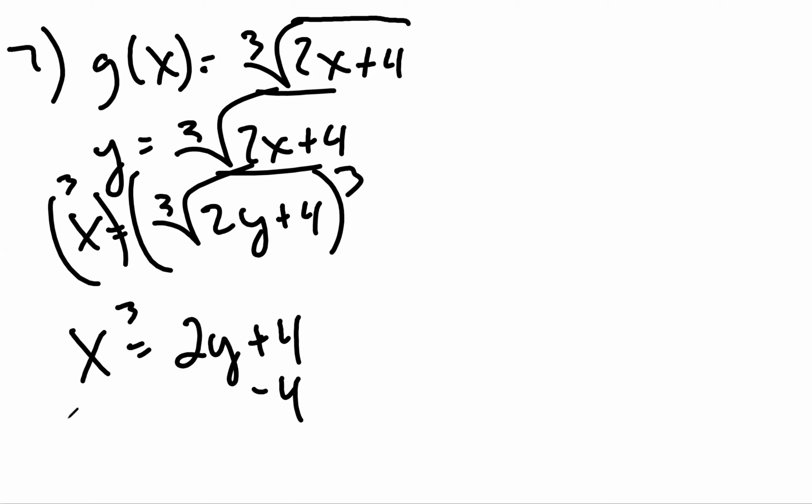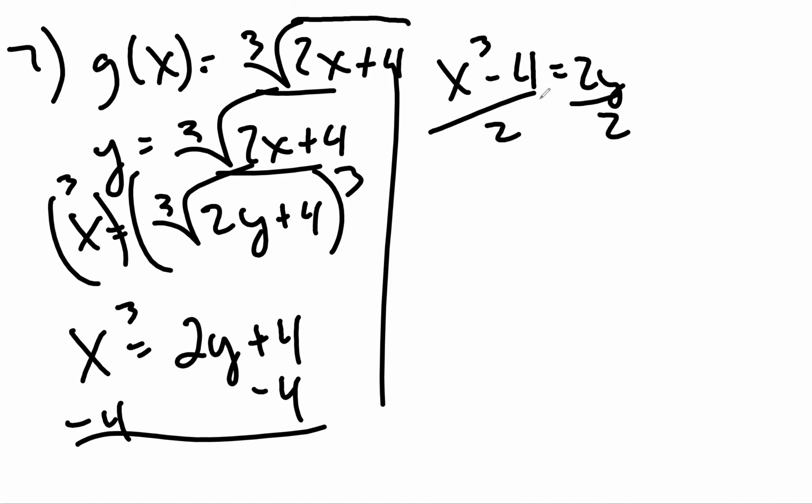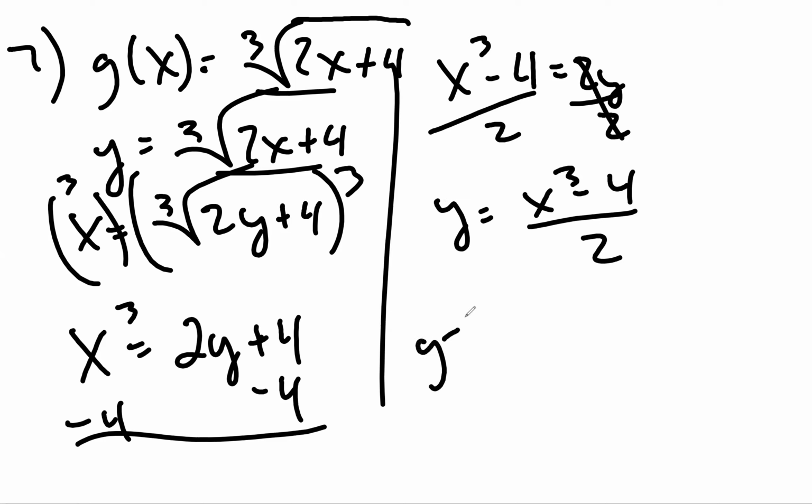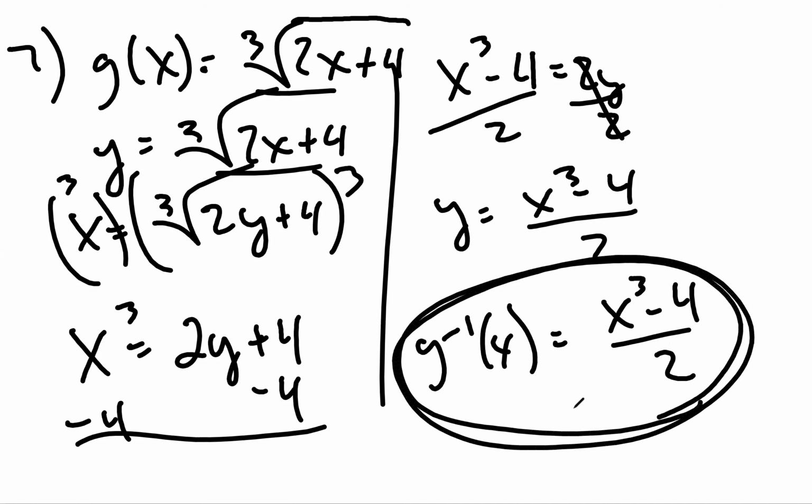Well, now I'm going to have to subtract 4 from both sides. That's going to leave me with x to the third minus 4 equals 2y. And then I'm going to divide everything by 2. And so that's going to leave me with y equals (x to the third minus 4) over 2. I will replace this y with the g of x inverse. So g inverse of x, and that's going to equal (x to the third minus 4) over 2. And then, of course, this will be my final answer. Done.